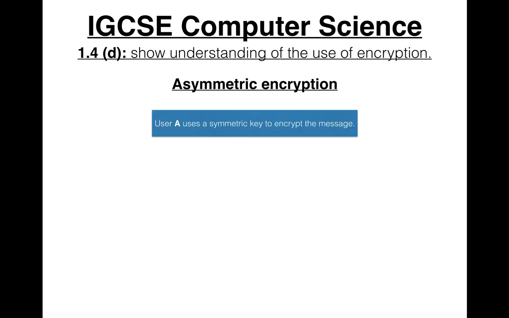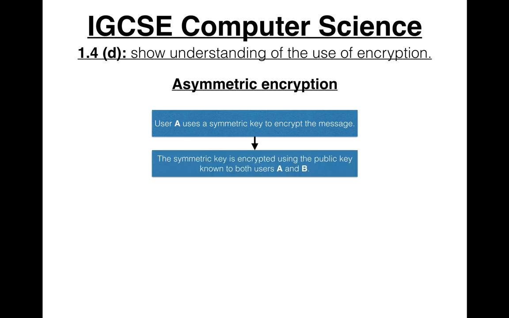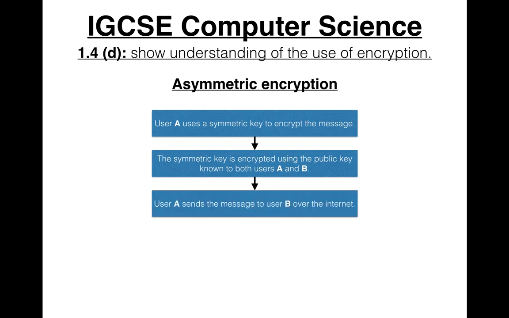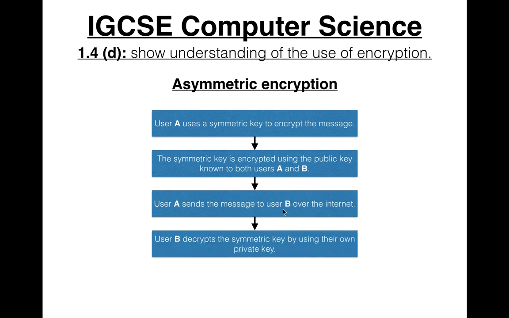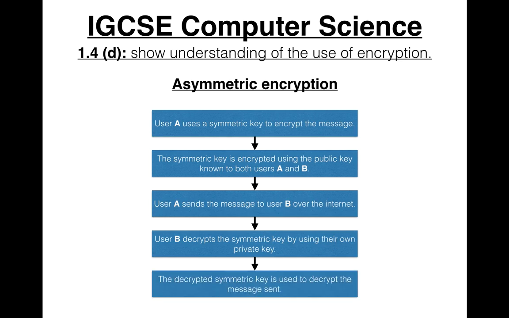So user A uses a symmetric key to encrypt the message. The symmetric key itself is then encrypted using the public key, which is known to both users A and B. User A sends the message to user B over the internet. User B decrypts the symmetric key by using their own private key. The decrypted symmetric key is then used to decrypt the message sent.